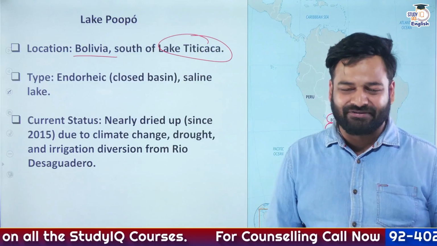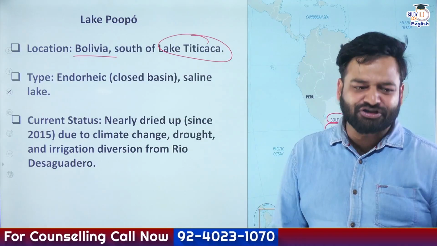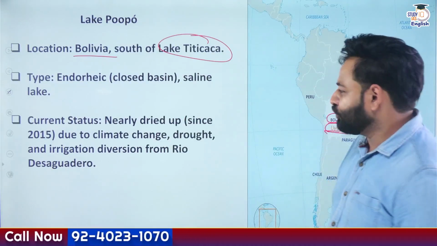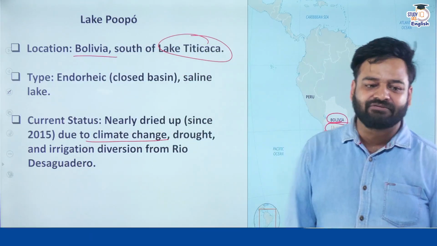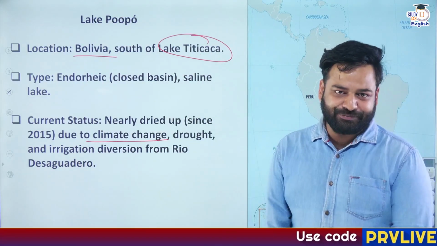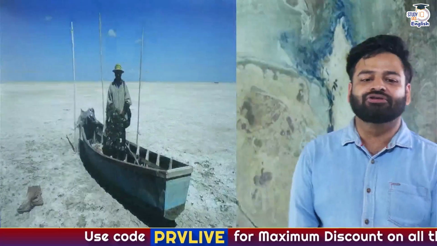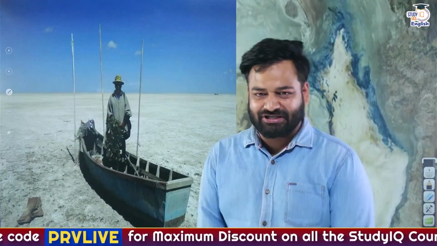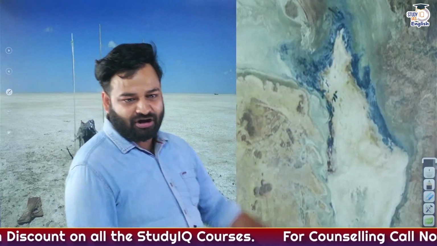And current status, if you talk about it, it is almost dried up since 2015, you can say, due to adverse climate impact, drought, and irrigation diversion from river areas. So this is what has happened to the lake. It has totally dried, as you can see. So this is the satellite image of the lake. As you can see, totally dried. And this is what this lake actually looks like. That is known as Lake Poopó, totally dried up.